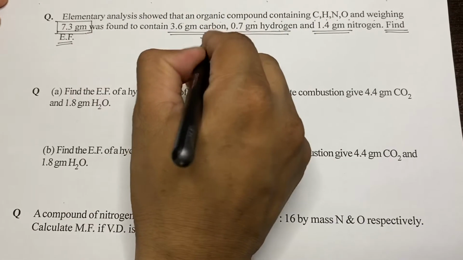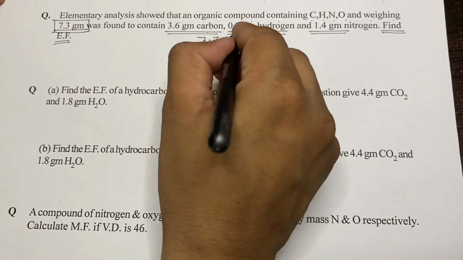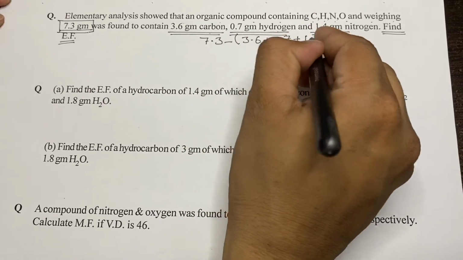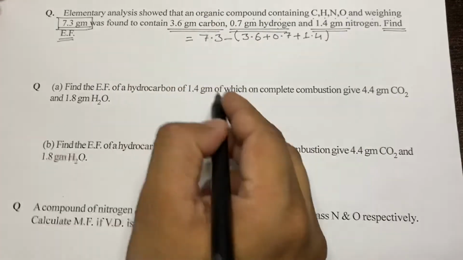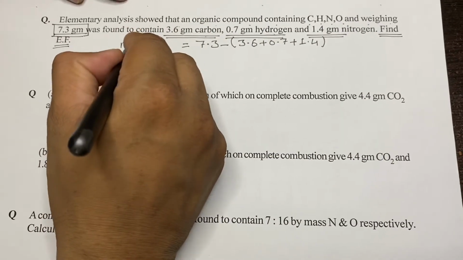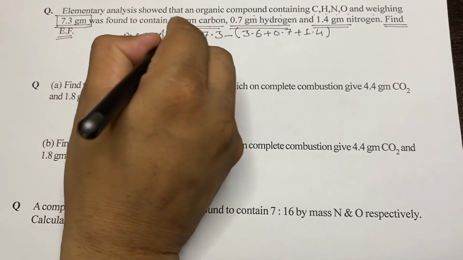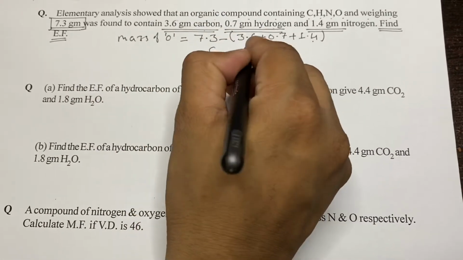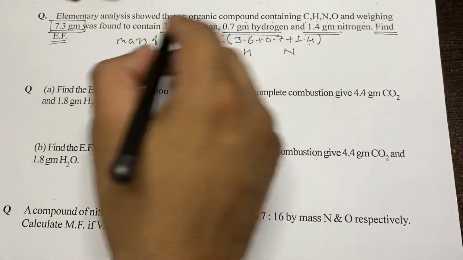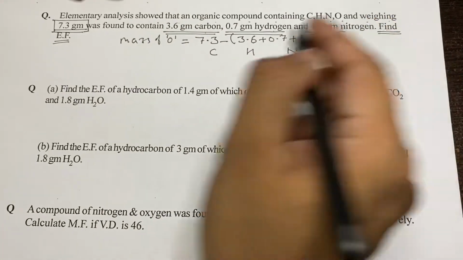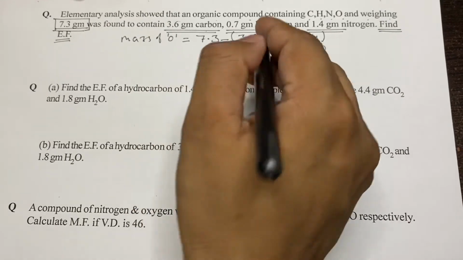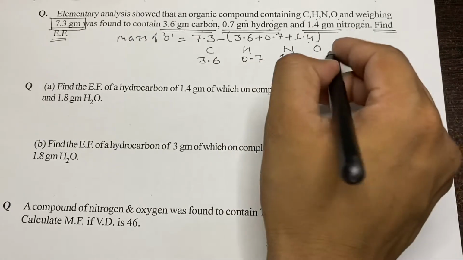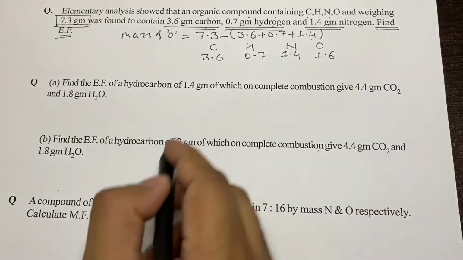Definitely, 7.3 minus 3.6 plus 0.7 plus 1.4 gram. This will give the mass of oxygen present in this, right? In the next step, this is carbon, this is hydrogen, this is nitrogen, and this one is oxygen: 3.6 gram of carbon, 0.7 gram of hydrogen, 1.4 gram of nitrogen and 1.6 gram of oxygen is given.